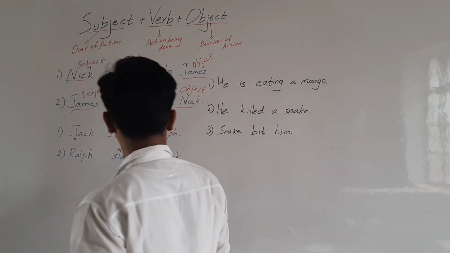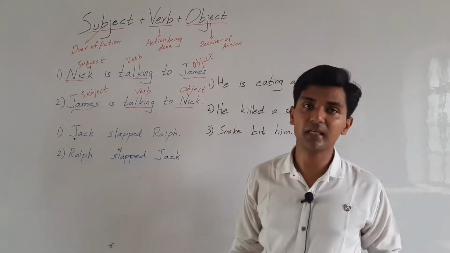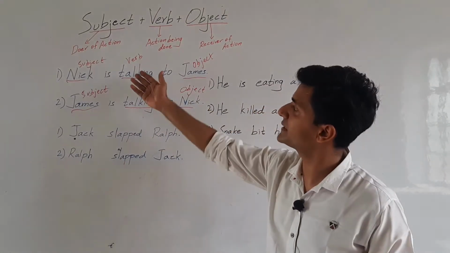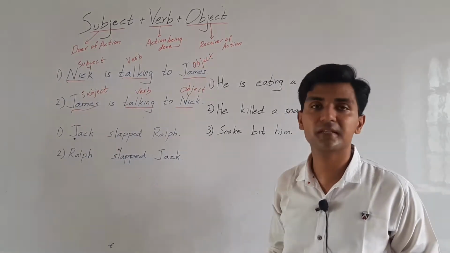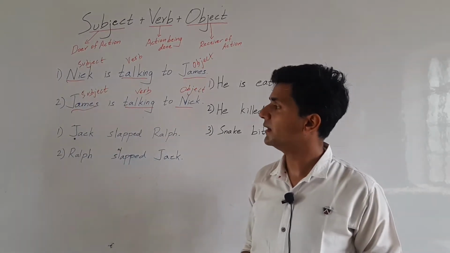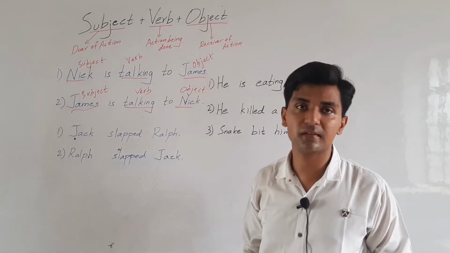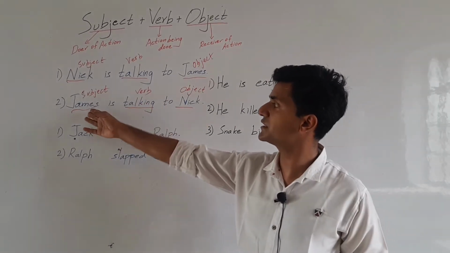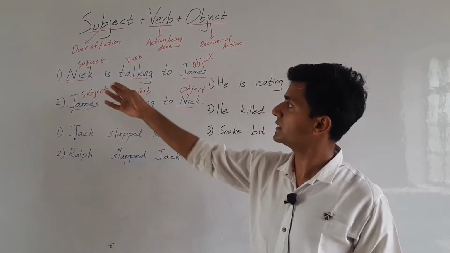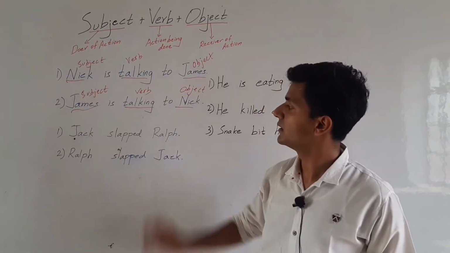So here the action is same. So in both examples verb is same, both are talking to each other. In the first example Nick is talking to James, James is listening to him, and in the second example James is talking to Nick and Nick is listening to him. So here James is subject, Nick is object. Here Nick is subject and James is object.